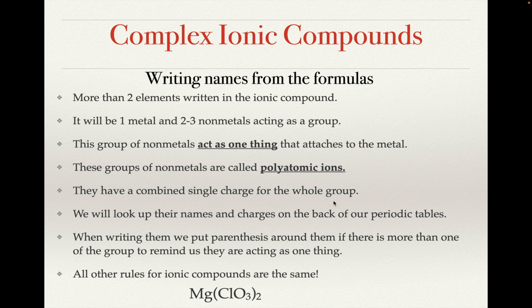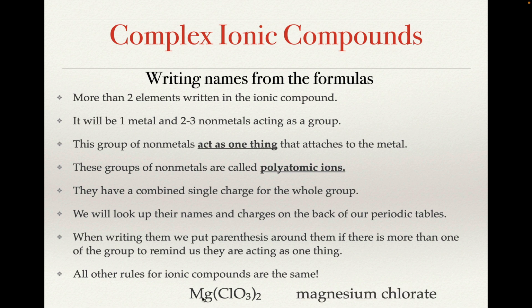If you go to your periodic table, you're going to find a list of these polyatomic ions and what their charges are in the back of the periodic table. So all we need to do for these is name them the same way we did ionic compounds, but instead of having a single element as the nonmetal, there's just going to be a group of them, okay? And we just put parentheses around them. So magnesium here is our metal. ClO3 is a group. We'll just put parentheses around it. And if we need more of them, we'll put things on the outside, okay? So all those rules end up being the same.